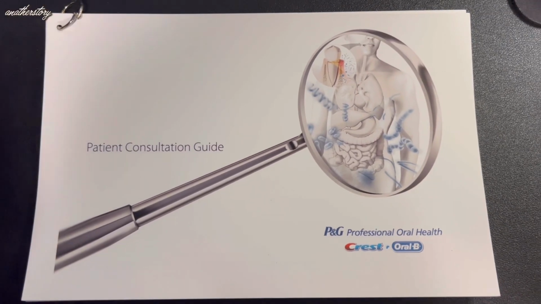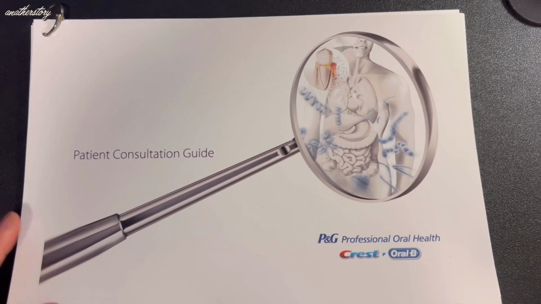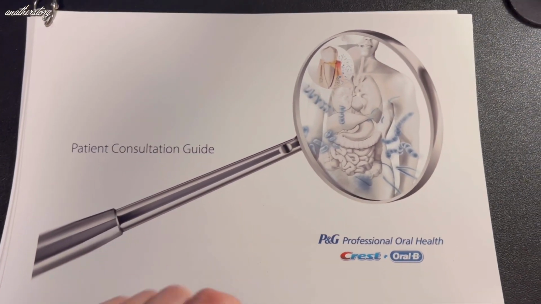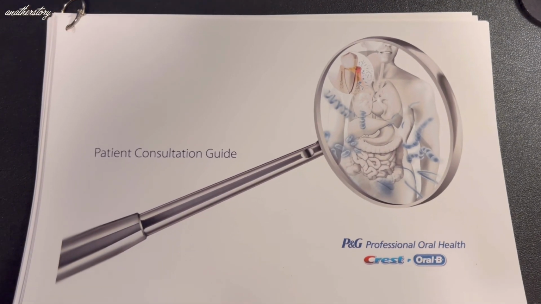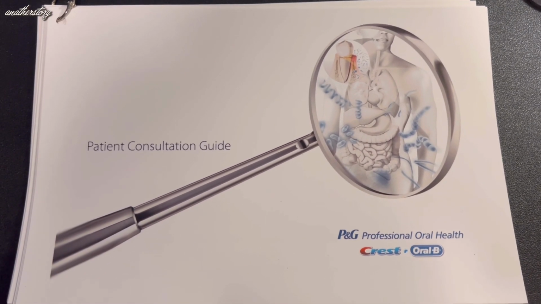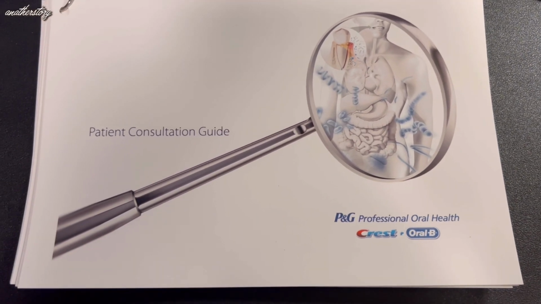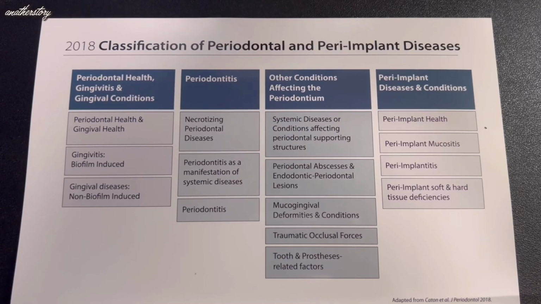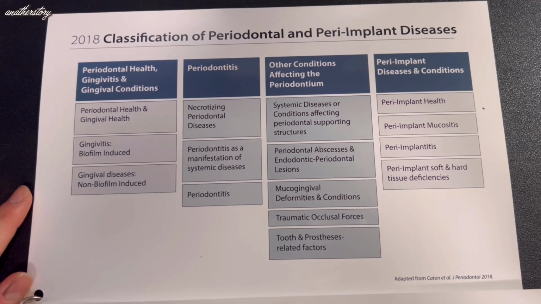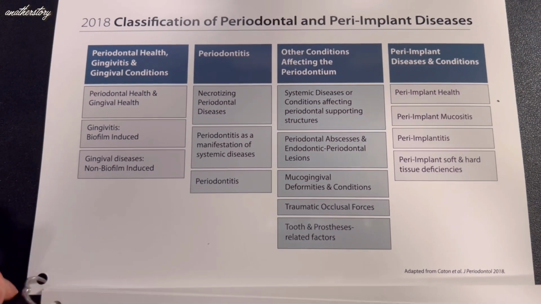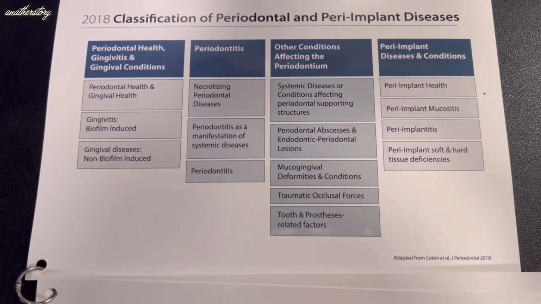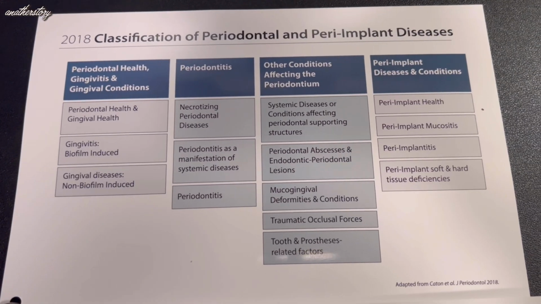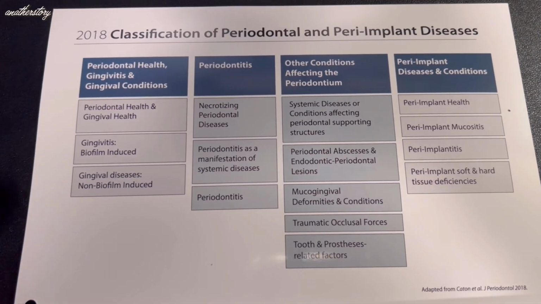Alright, so today I'll be using this patient consultation guide from Crest and Oral-B as a professional oral health guidance. I got this a long time ago when I was in dental school, and here it is finally being used. So let's get started. So here is the classification of periodontal and peri-implant disease guidance. Whenever we look at this, you will be lost because you don't have any background, but this will be just a reference of what I can show you.